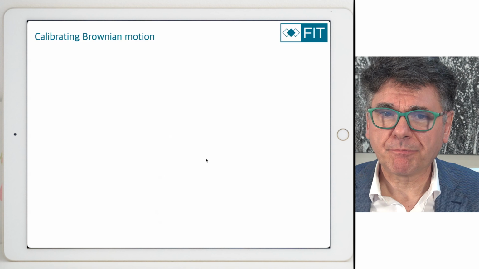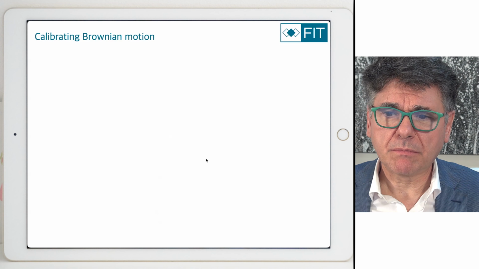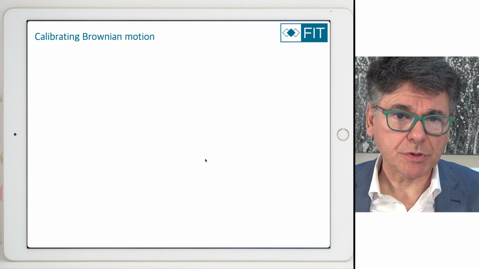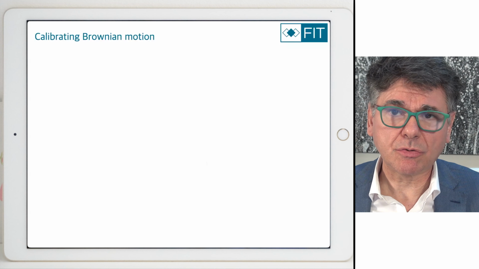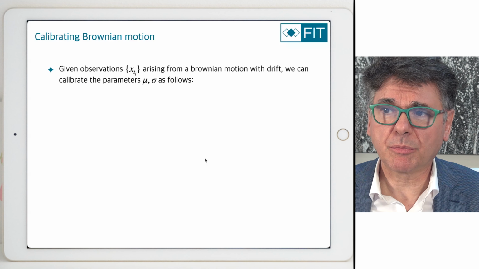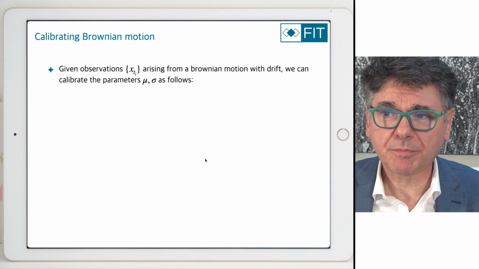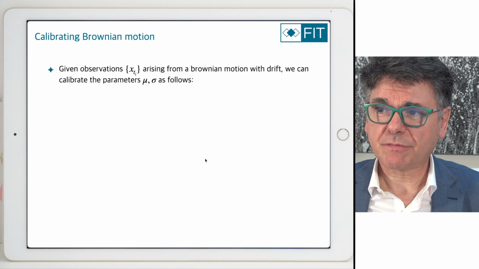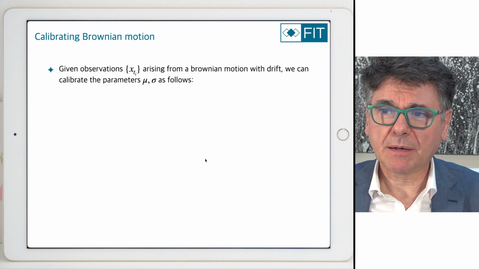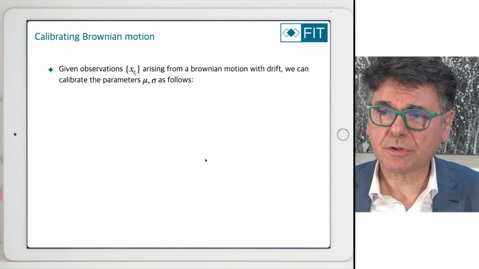Okay. Now, how do we calibrate Brownian motion? This is related to Monte Carlo theory. The way to calibrate Brownian motion is as follows. If I have given observations which arise from Brownian motion with drift, we can calibrate the parameters mu and sigma as follows.